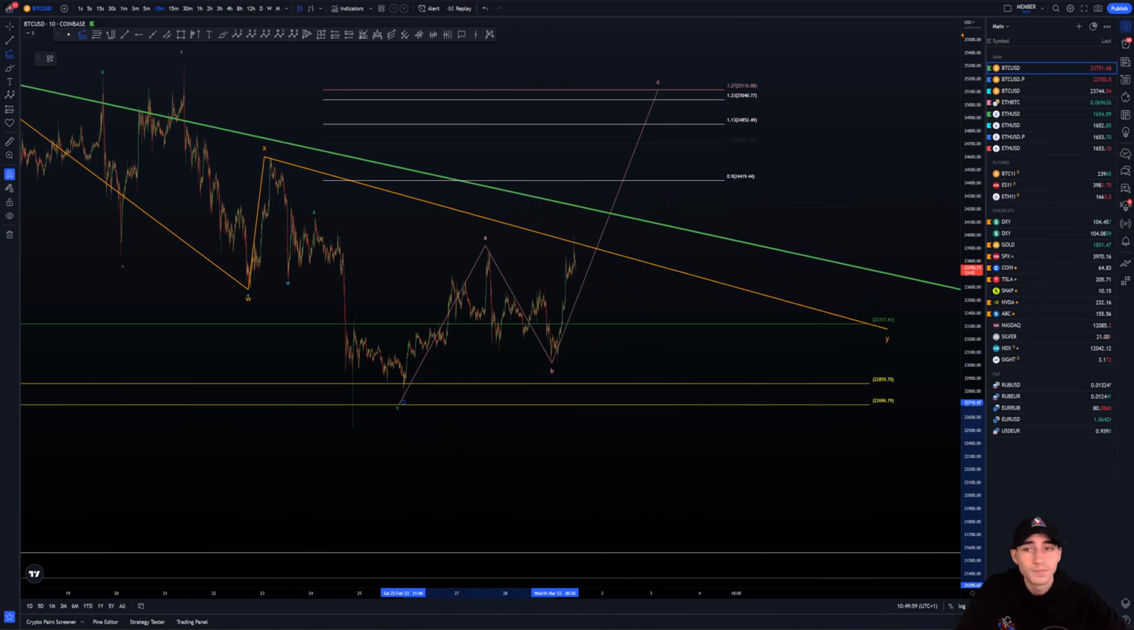But anyway, so right here, what you have to do here is just pull your extension tool from the A wave root to the A wave top right here, to the B bottom.